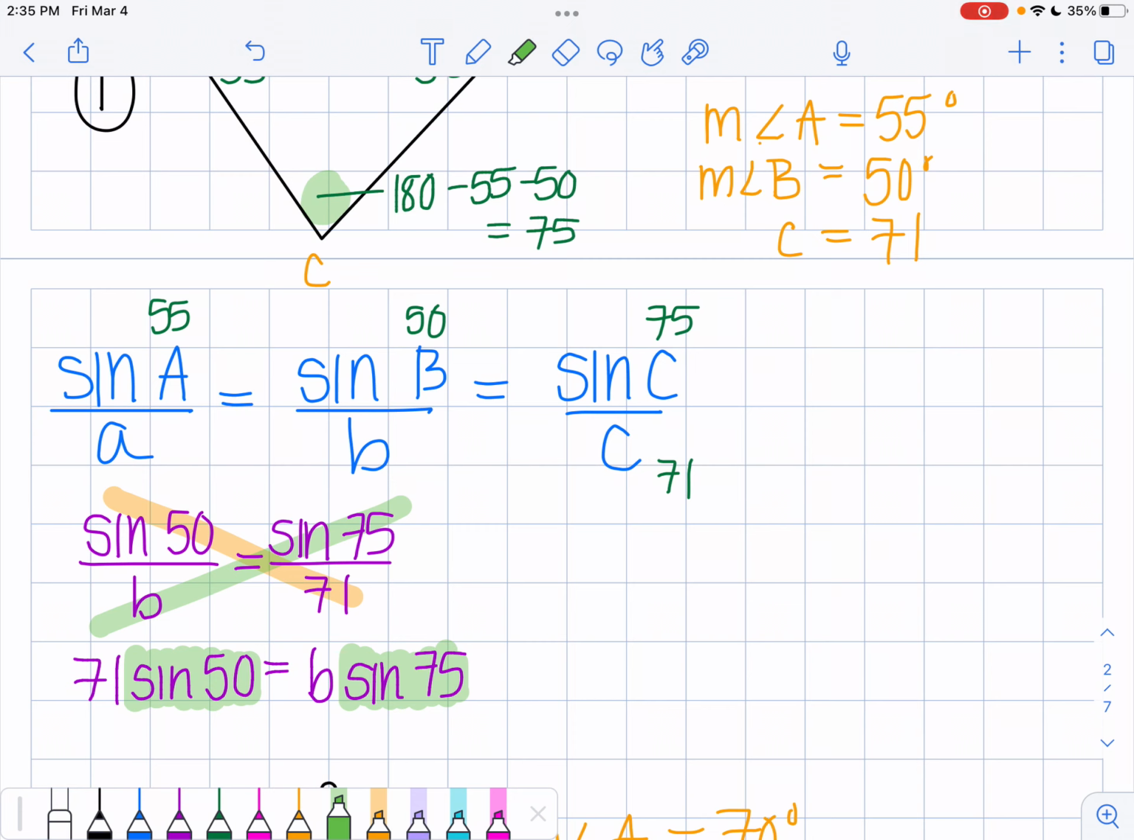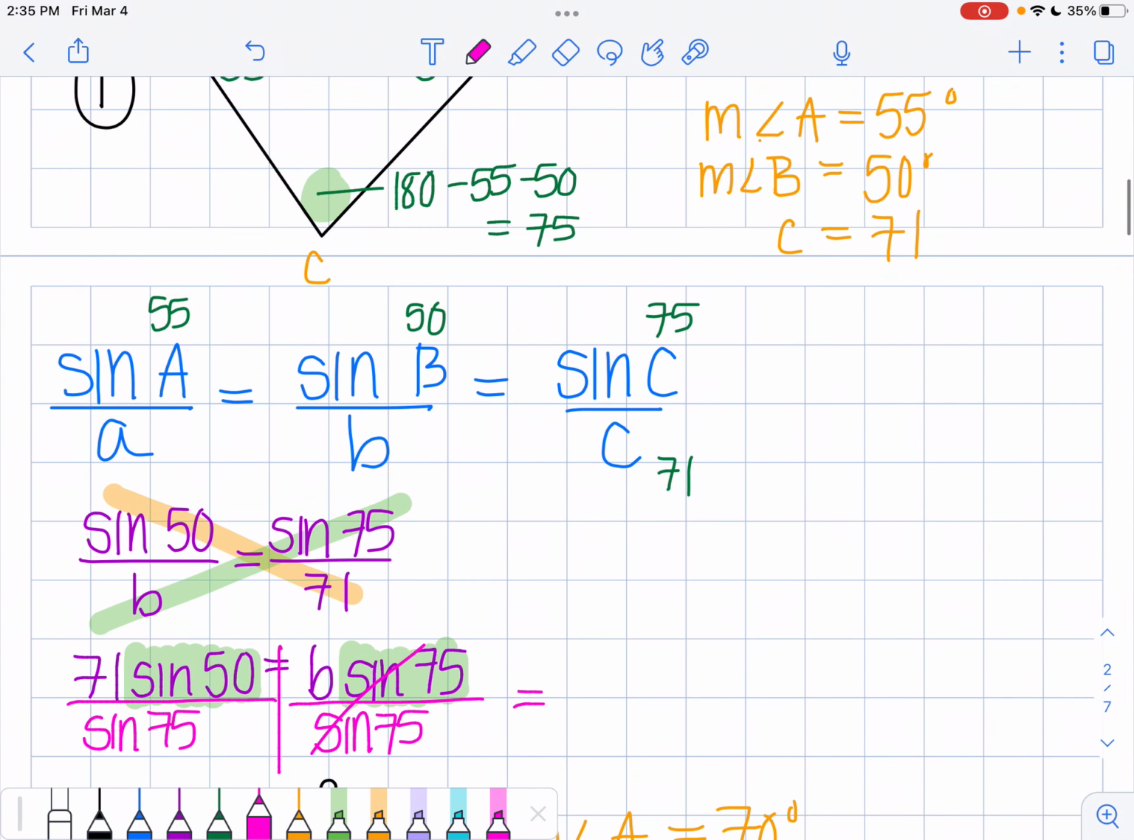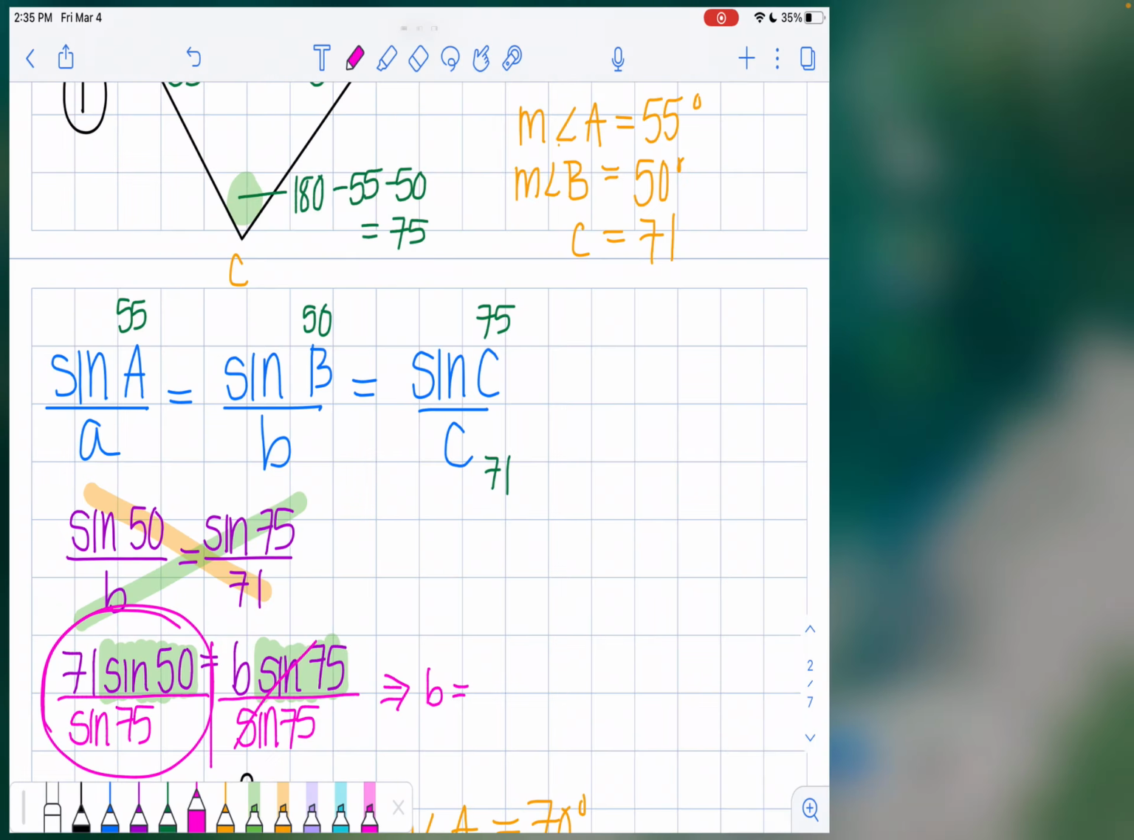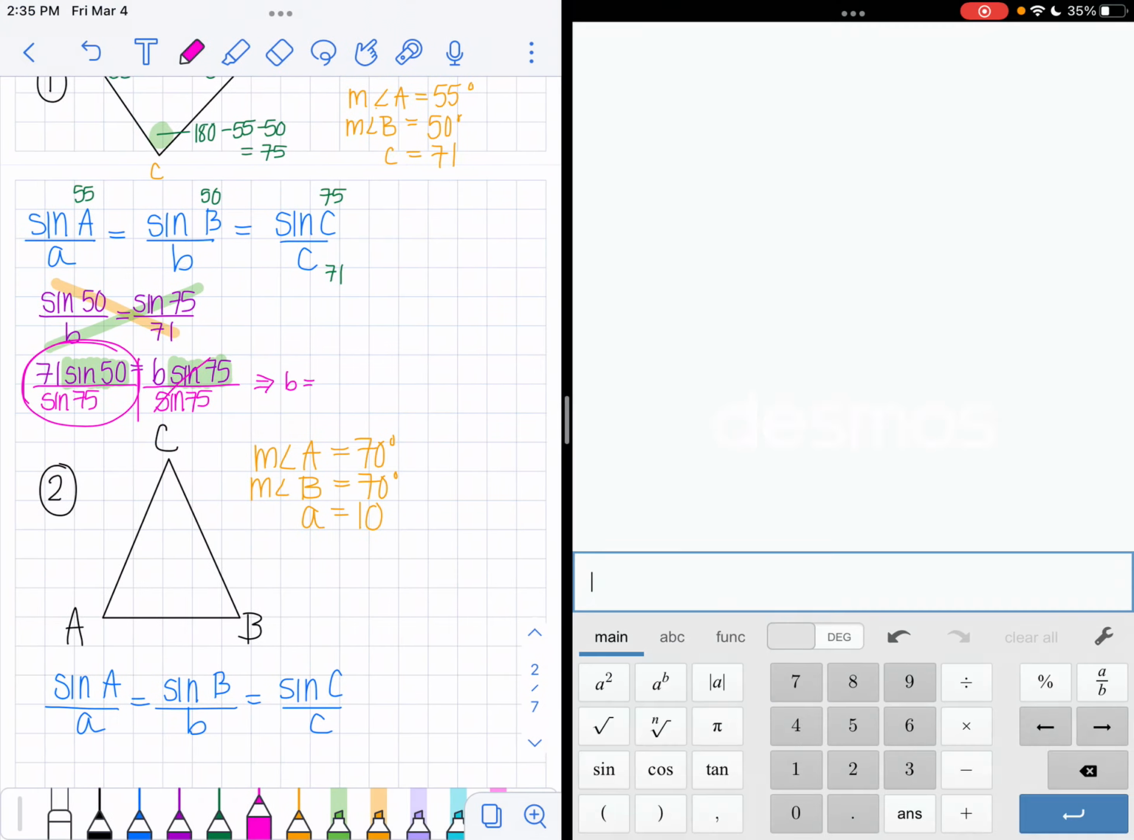All right, so I need to get the b on a side by itself. So I'm going to divide both sides by the sine of 75. This goes away, so I'm going to end up with b is equal to, and I'm going to plug this whole thing into my calculator. You want to use a calculator that lets you type in everything in an easy to read mode. I would highly recommend using the Desmos Scientific Calculator.